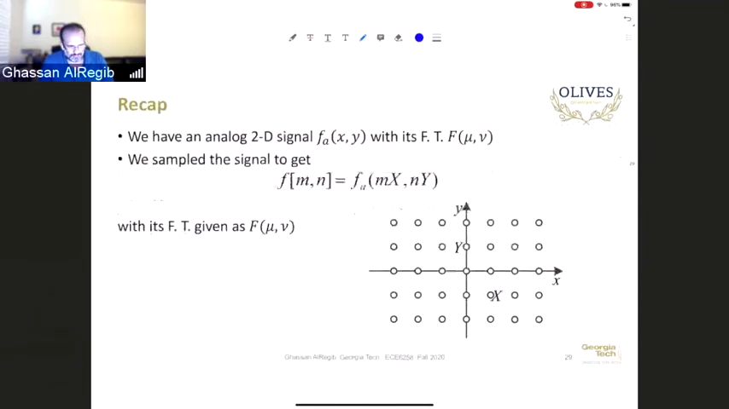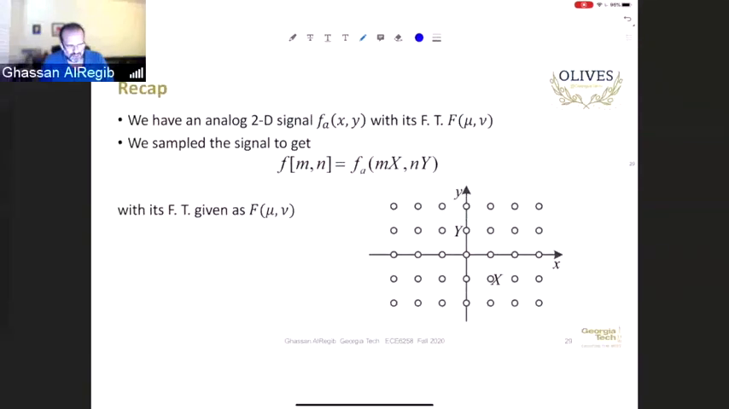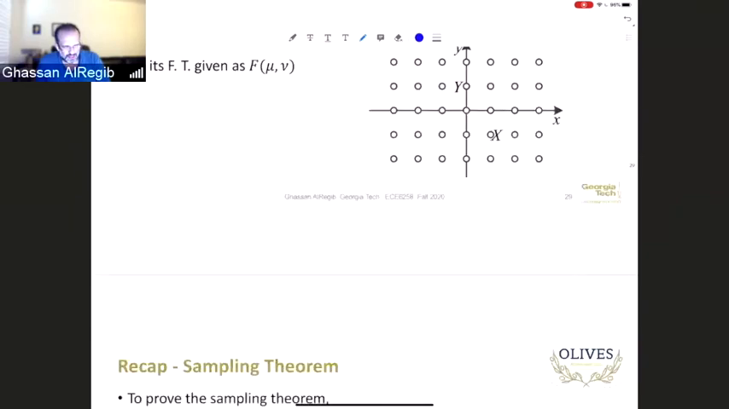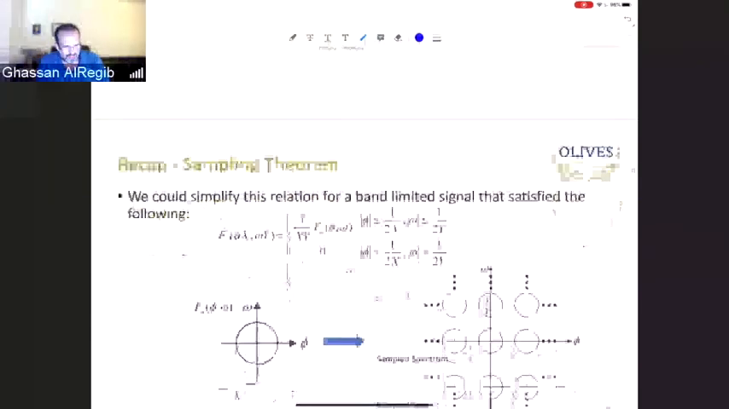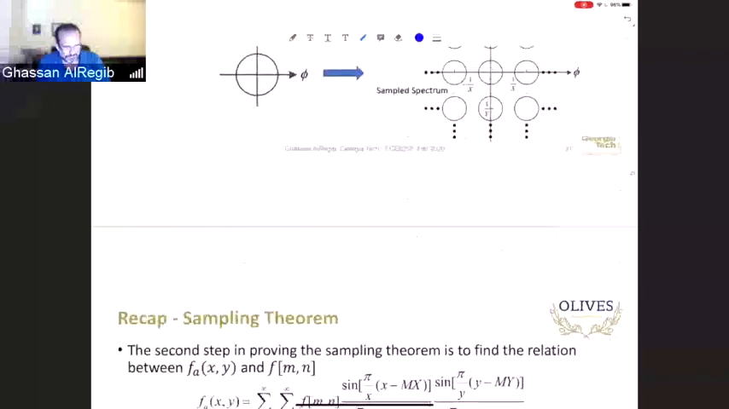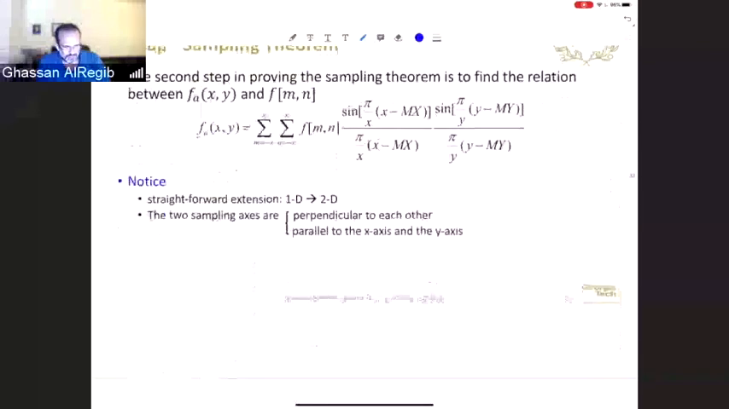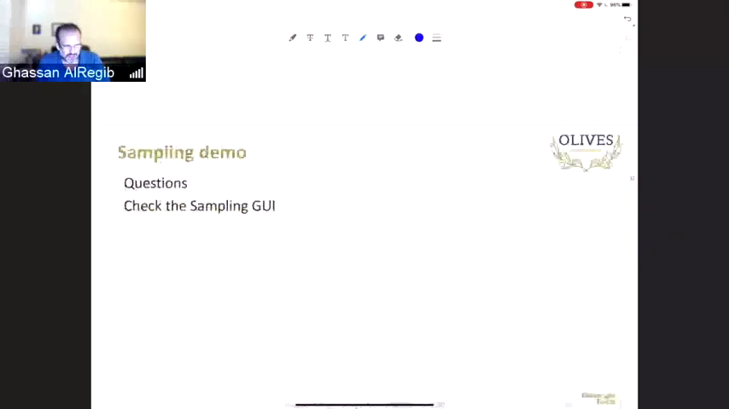So far, what we have done, we look at the relationship between the Fourier transform of the analog signal and the Fourier transform of the digital signal, and then these are the equations governing that. And the reconstruction using the sinc function.